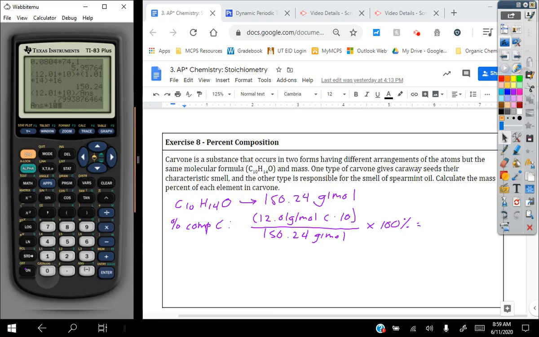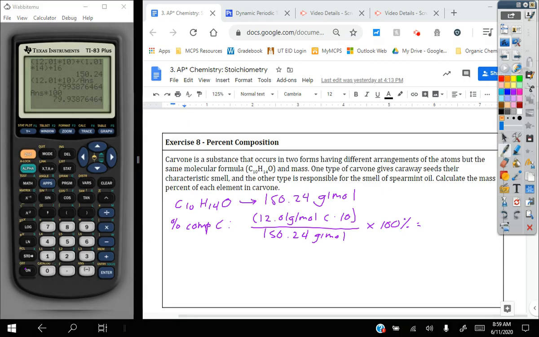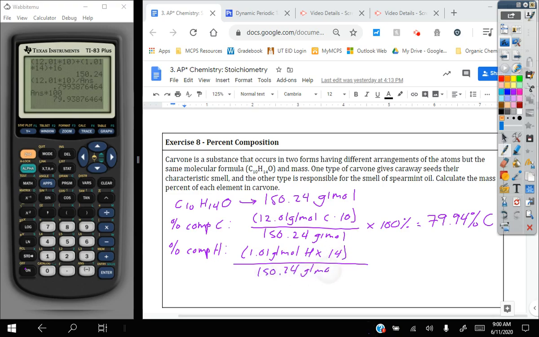If I multiply that by 100%, the bulk of this compound by mass, 79.9, I'll round up to 2 decimal places. 79.94% of this compound by mass is carbon. And then we can repeat the same process for hydrogen. 1.01 grams per mole of hydrogen times 14 divided by 150.24 grams per mole. And then again times 100%.